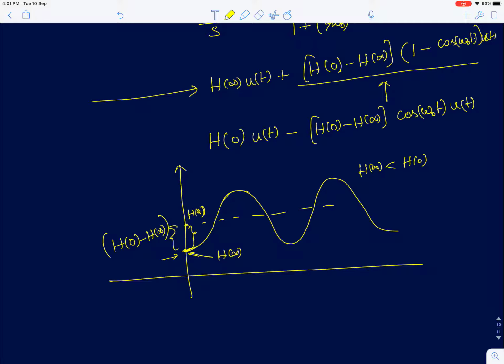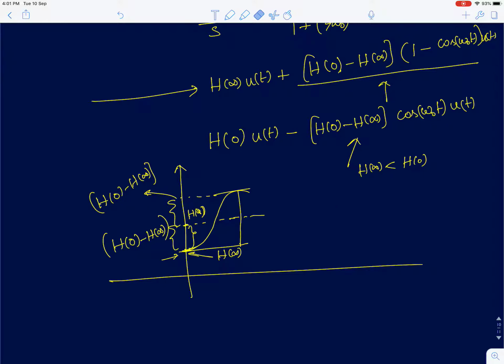Okay, and since it starts here, you can multiply this by a cos. I've just represented this signal here. Eventually it's going to reach an average value of h of 0 into u of t, but it's going to be a sinusoid with a peak to peak value. Again, the difference between these two will be the same as this, h of 0 minus h of infinity. So the peak to peak value is going to be twice of this. You can see the steady state value is going to be h of 0.